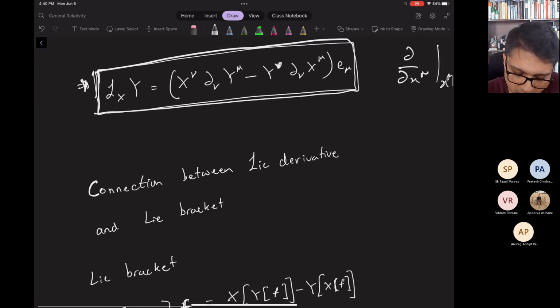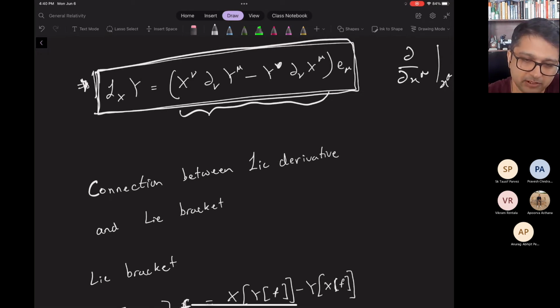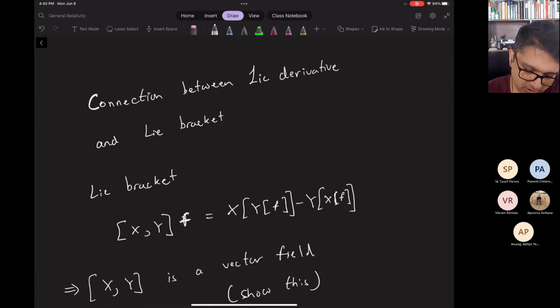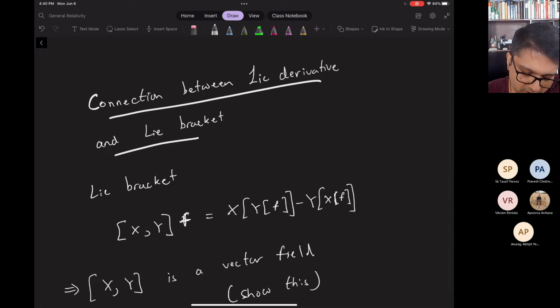Okay, now we've encountered this before, and this is very similar to the Lie bracket that we had defined earlier. So let's recall what the Lie bracket was. We're going to find this connection between the Lie derivative and the Lie bracket. So the Lie bracket was defined.